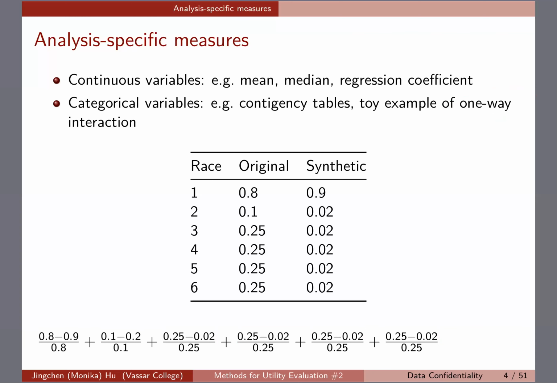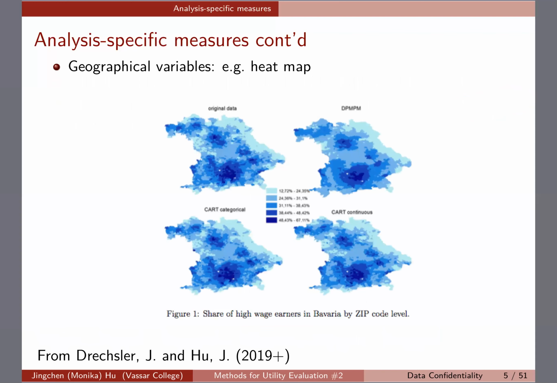So another type, this is from a recent work that I did. I just took a screenshot from there. So if you have geographic information, then in R, you can produce a heat map, and the darker the color, the higher the percentage, depending on the specific variable that you're looking at. So what we're doing here is looking at the percentages of high wage earners in Bavaria, by zip code level. You can see that the heat map function in R will be able to create the map for you.